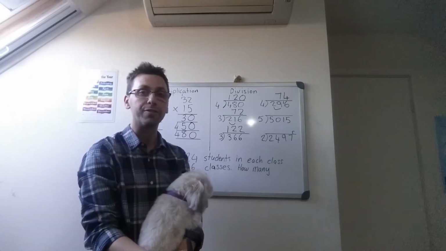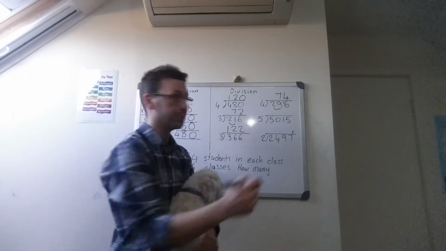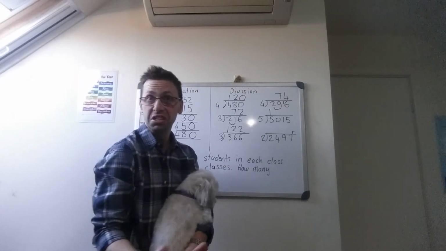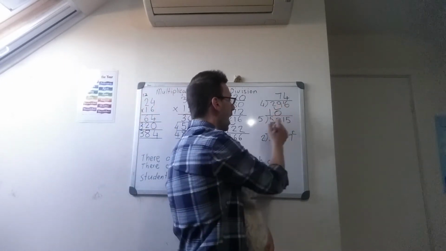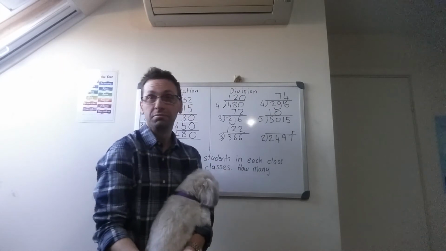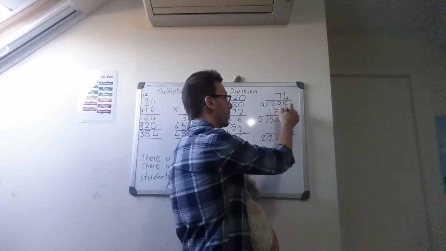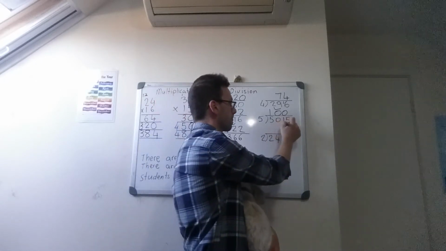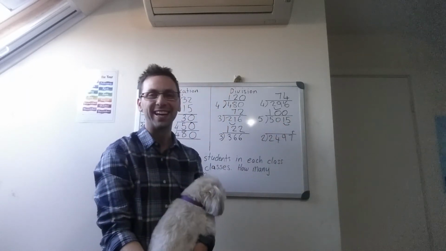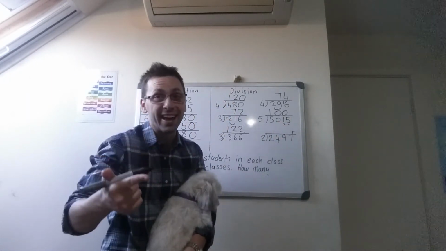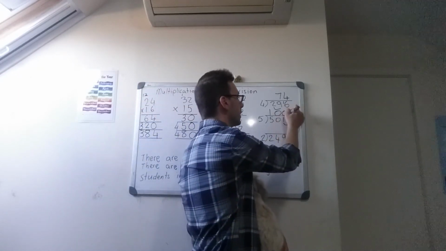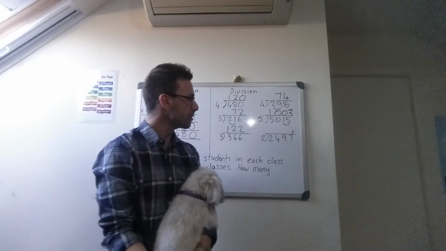How many 5s are in 5? 1. How many 5s are in 0? 0. How many 5s are in 1? 0. But what do we have to do? Connect it to the next number. How many 5s are in 15? 5, 10, 15, 3. Yes. So you put the 3 right here.